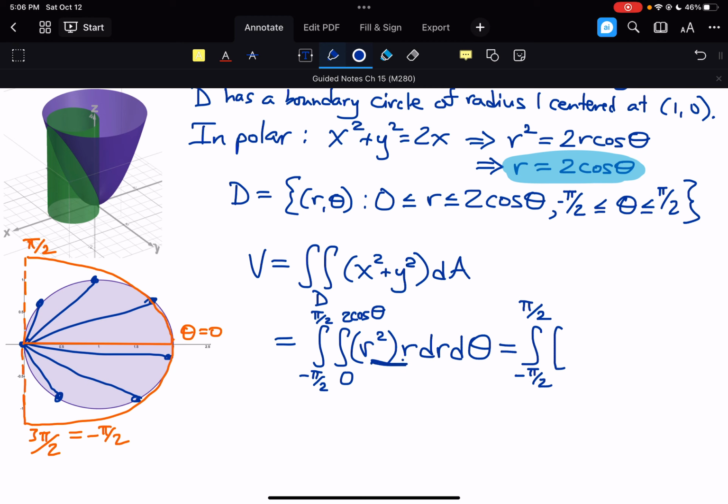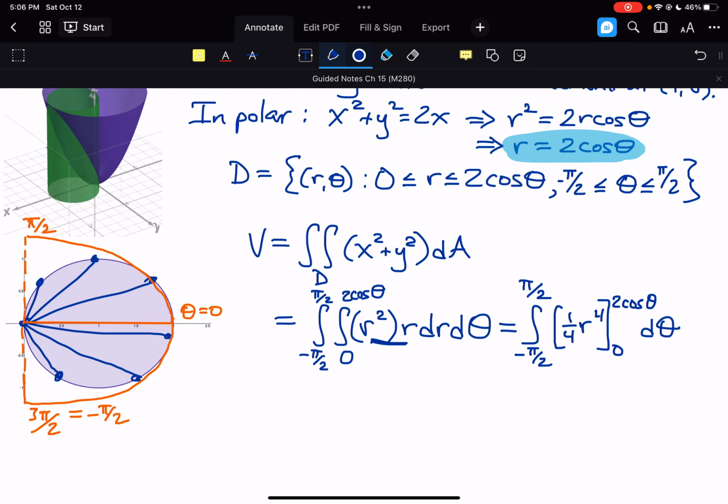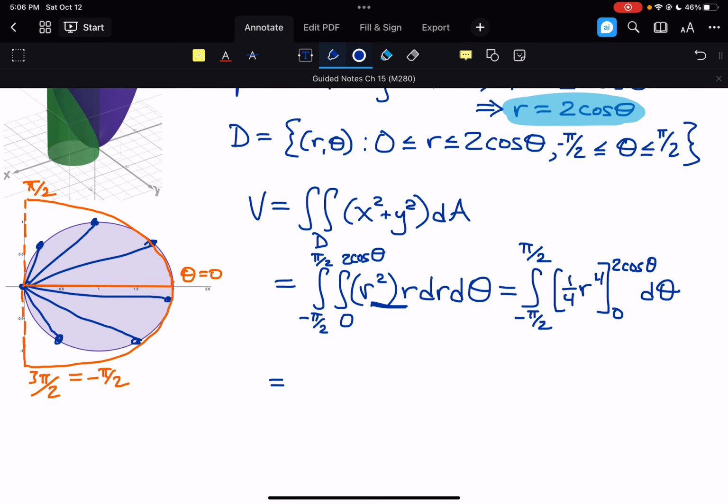So this becomes r cubed, which when you take its integral is 1/4 r to the 4th from 0 to 2 cosine theta d theta. So we get negative pi over 2 to pi over 2. That's 1/4. 2 to the 4th is 16, so that's just 4, and then cosine to the 4th of theta d theta.